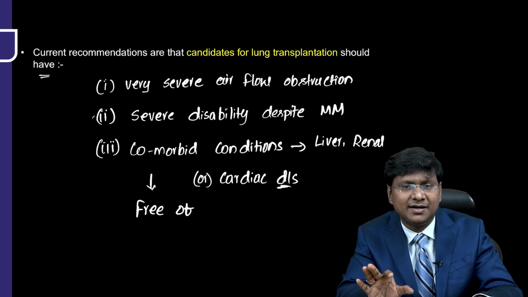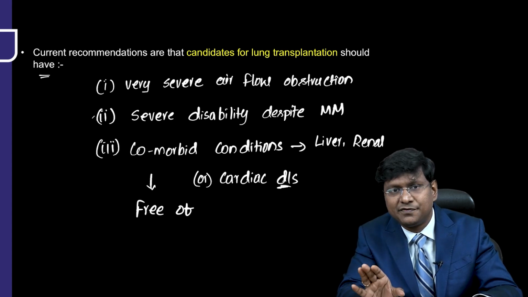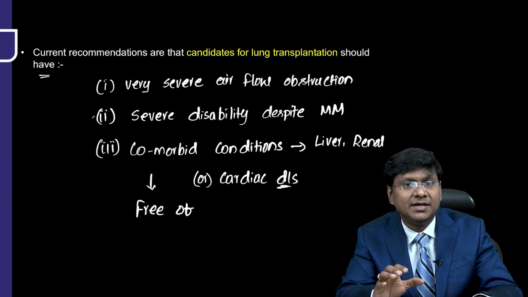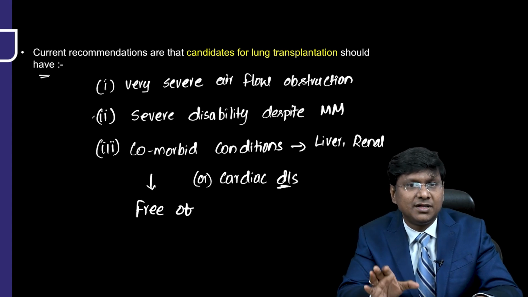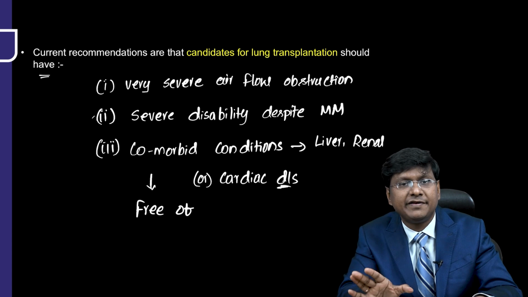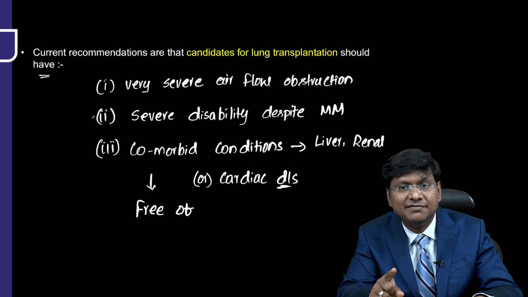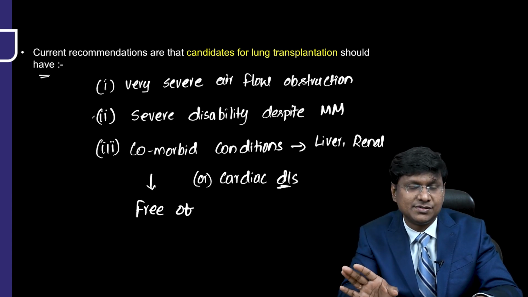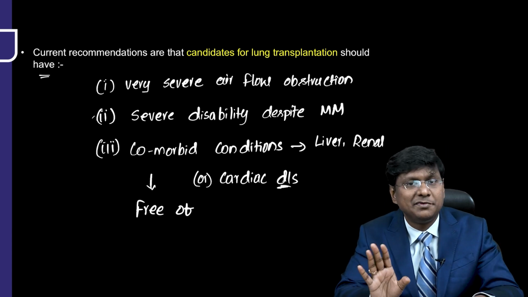COPD is currently the second leading indication for lung transplantation, right? The current recommendations for lung transplantation are that the individual should have very severe airflow obstruction, severe disability despite maximum medical therapy, and should be free of significant comorbid conditions such as liver, renal, or cardiac disease. So this is about the treatment of COPD.